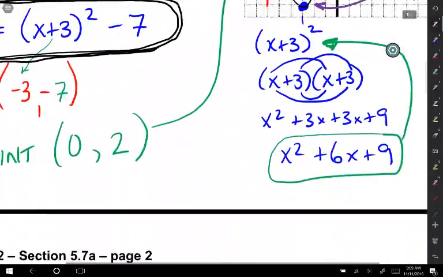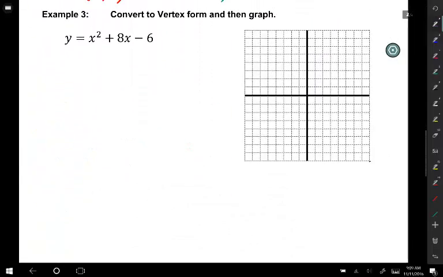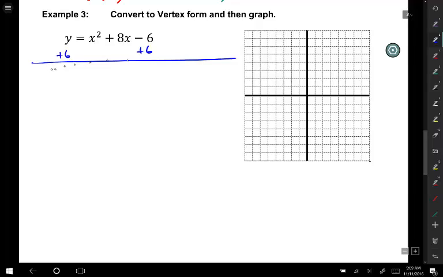All right, let's go down and look at number 3. So I'll jump in here. First step is what? What's my first step? Okay, so get rid of the 6. Everybody add 6. So y plus 6 equals x squared plus 8x.